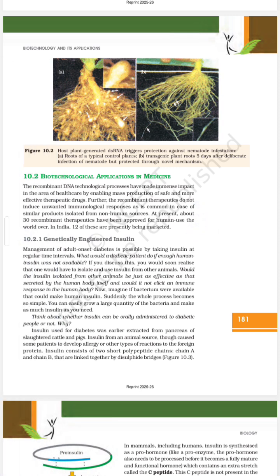Next, genetically engineered insulin. Management of adult onset diabetes is possible by taking insulin at regular intervals. We know the diabetic patients take insulin because diabetes is a disease which is caused due to under secretion of insulin by the pancreas. So diabetic patients take insulin at regular intervals and thus stay in control.